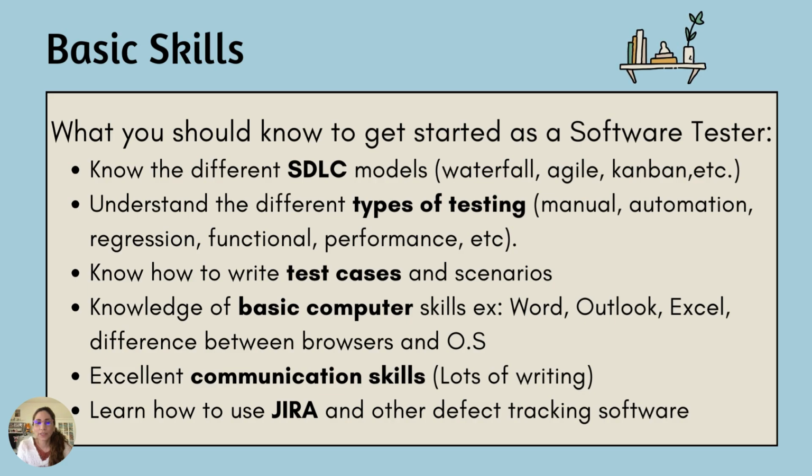Know the different SDLC models, which we went over in the last lesson. So now you should know all the software development lifecycle models. Understand the different types of testing: manual, automation, mobile testing, desktop testing, regression, accessibility testing. That's what this course is about, so don't worry if you don't know them right now. By the end of this course, you will.